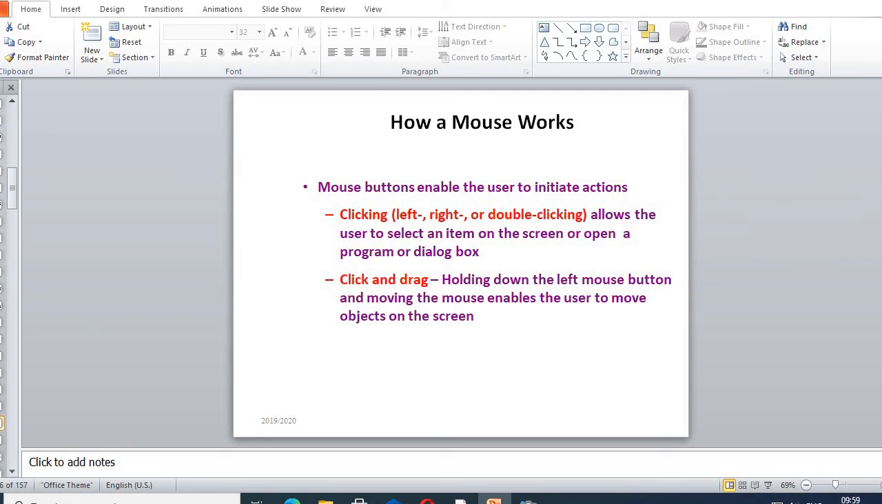Then click and drag. This is clicking, holding it down, and then pulling it along. Holding down the left mouse button and moving the mouse enables the user to move an object on the screen. Are you getting that? That's like dragging. You move it from the other side to this side. Are we together? If I were to show it, it would be like having this thing here and then you drag it like this. Is it okay? So that is the drag.